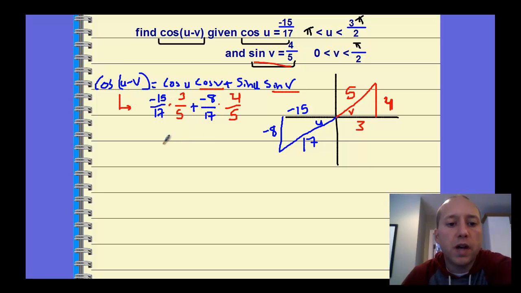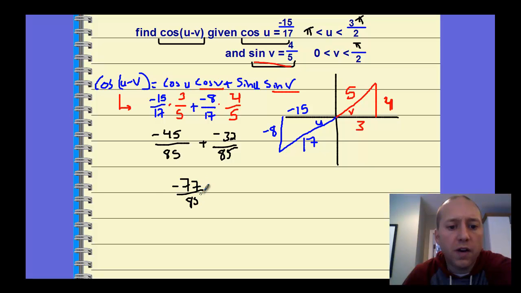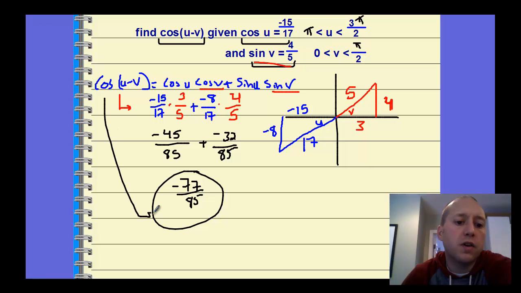So all I have to do now is multiply, then add the fractions. We get negative 45 over 85, plus a negative 32 over 85. They already have common denominators, so we have negative 77 over 85. That would be the result. This is the cosine of u minus v.